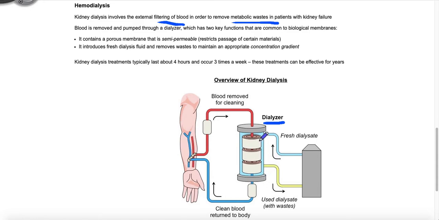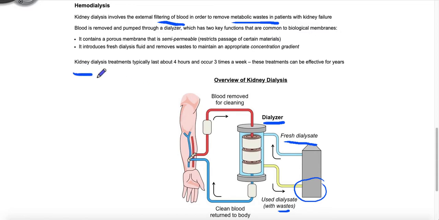And then it's going to take the bad stuff from your blood, all the wastes, and put them into a container of some sort, right? But then it's also going to take up a fresh dialysate, which is a fresh fluid, right, that is going to maintain the proper concentration here for dialysis to actually happen. So then your blood gets filtered, bad stuff comes out, right, and then your clean blood is returned back into your body. So this is just a simple overview of how it works.